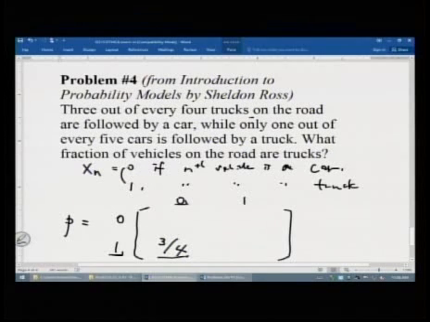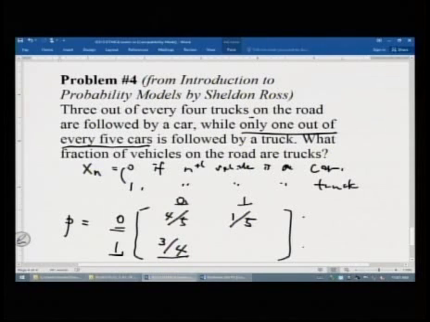And then here, only 1 out of every 5 cars are followed by a truck. So where do you want to put 1/5? Up here, right? Because only 1 out of every 5 cars is followed by a truck. And because the summation of each row has to be equal to 1, this is simply 4 out of 5, and then 1 out of 4. Does that make sense?